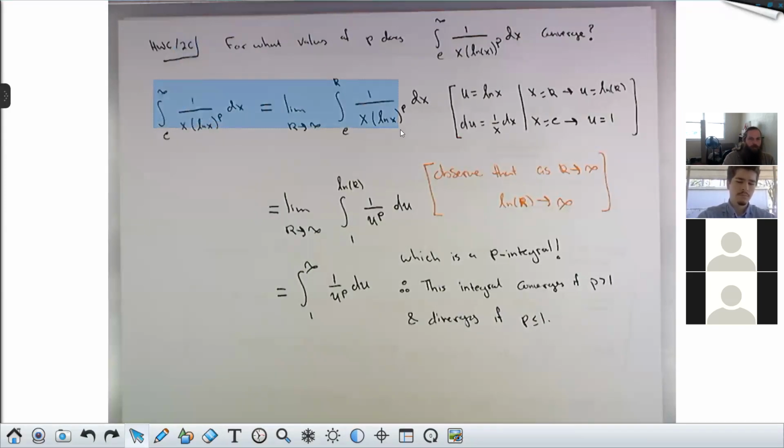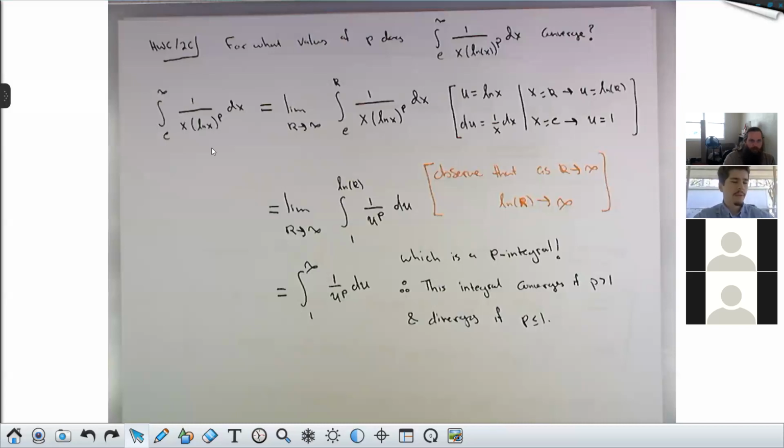You can first rewrite as a limit. That allows you to do the u sub. Having done the u sub, you examine the integral you get and you go, this looks a lot like a p integral. I wonder what happens if I try to rewrite this as an improper integral again. Since this goes to infinity as r goes to infinity, you can rewrite it as the improper integral from 1 to infinity of 1 over u to the p du, which is indeed a p integral. So that is the slick way to do this.